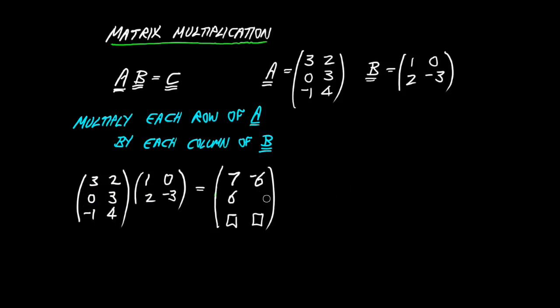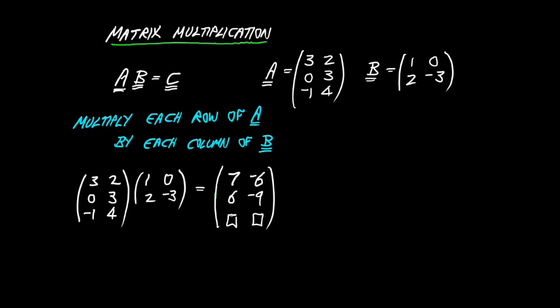And now this element, that's row 2, column 2. So I want all of row 2, I want all of column 2. I multiply 0 times 0, and 3 times minus 3 is minus 9, so that's going to be a minus 9 if I go backwards and just put in minus 9 here.